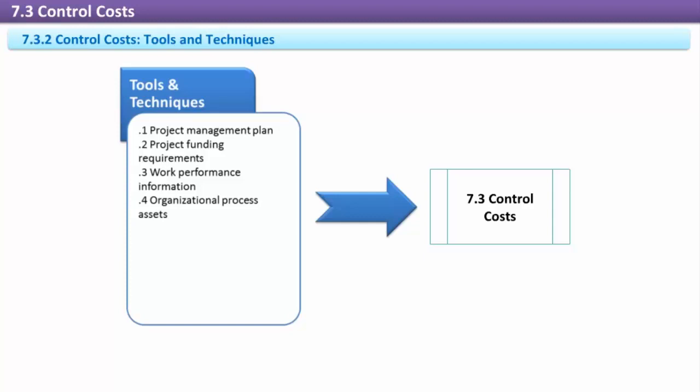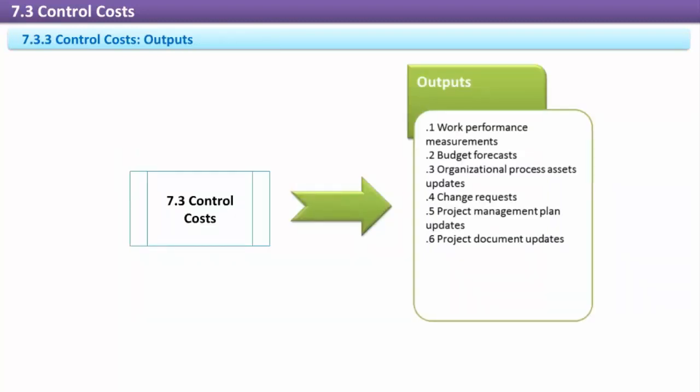Variance analysis. Variance analysis compares expected cost performance to what is actually occurring, and determines the causes of any variance uncovered. Variance analysis also makes a determination whether requests for preventative or corrective actions will be made. Project management software. Automated tools can help in monitoring, tracking, and reporting on earned value measurements. Control costs, outputs. Work performance measurements.